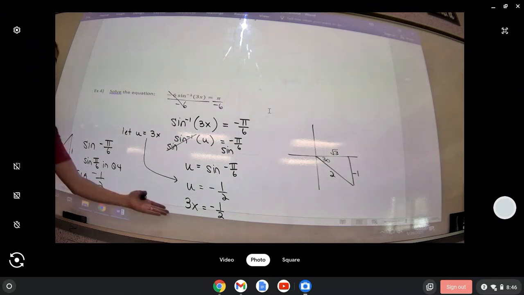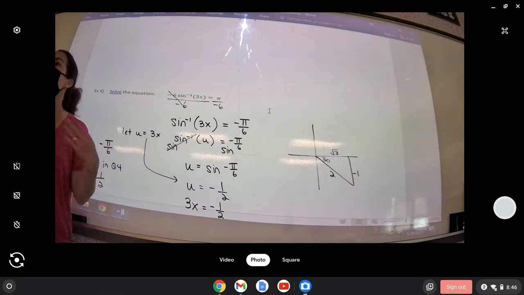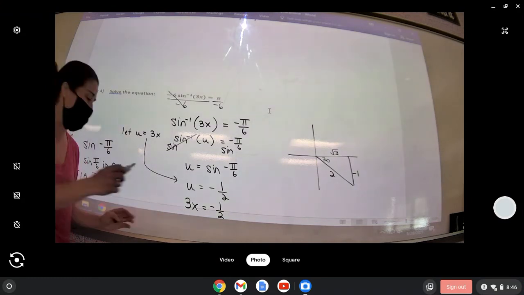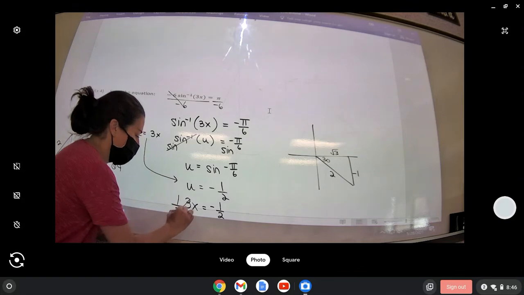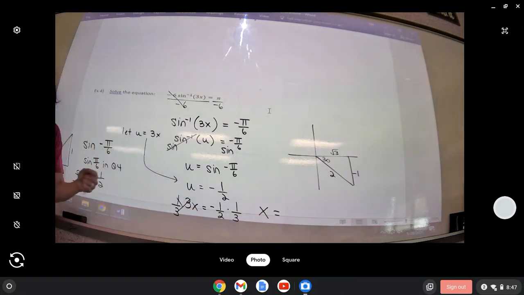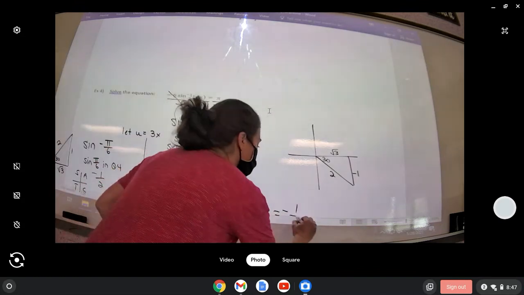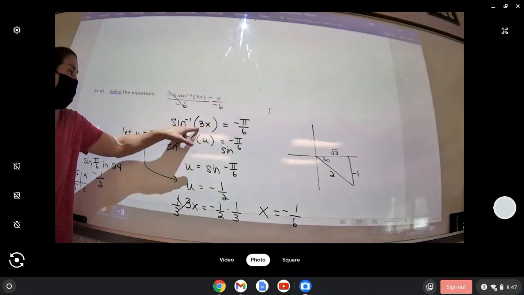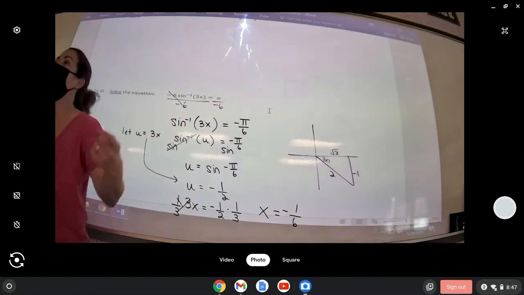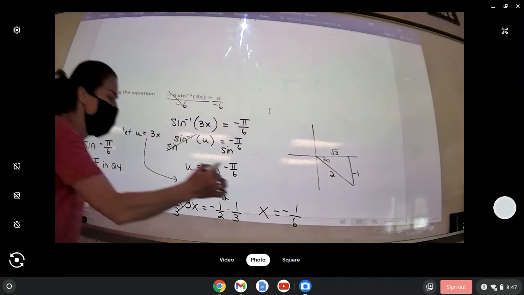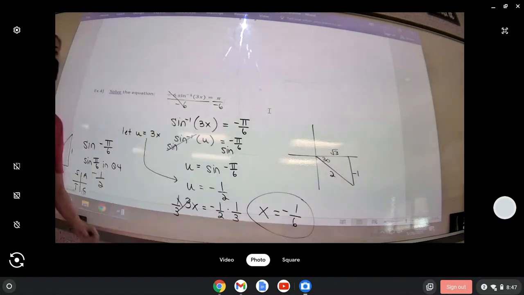Now how do I solve for x? Well, I've got to divide by 3. I've got to get x by itself. Because I'm already working with a fraction, instead of dividing by 3, I'm going to multiply by 1/3. So x needs to be -1/6 to make this true, because when you plug -1/6 in, 3 times -1/6 is the -1/2 that we needed to make this equation true. So the answer is -1/6.